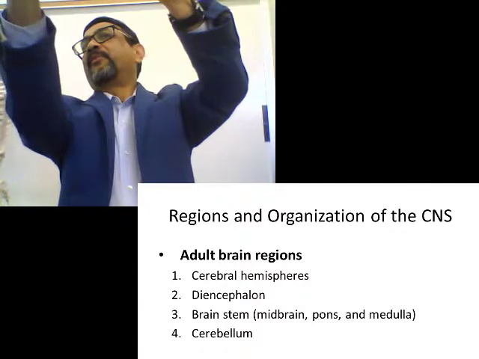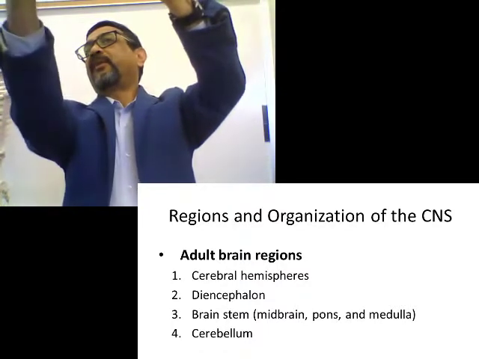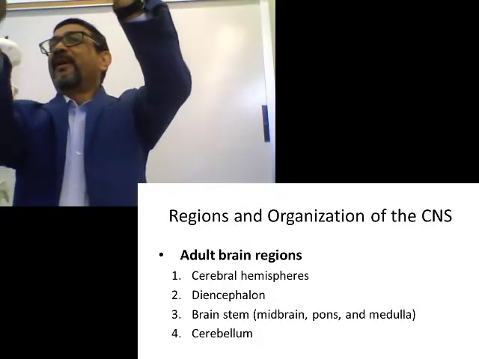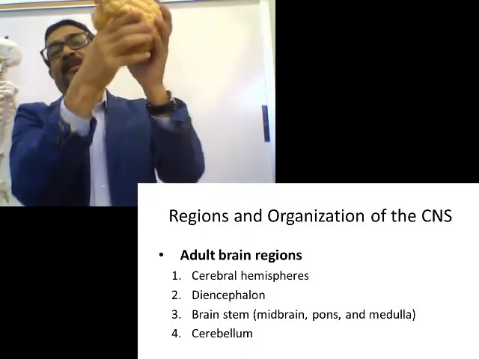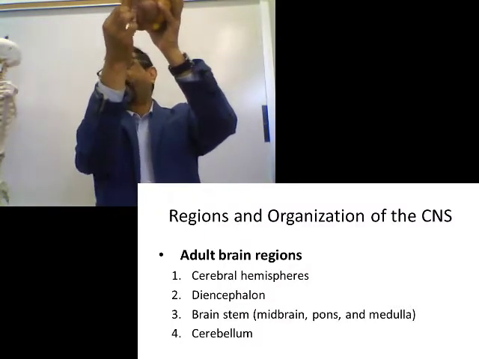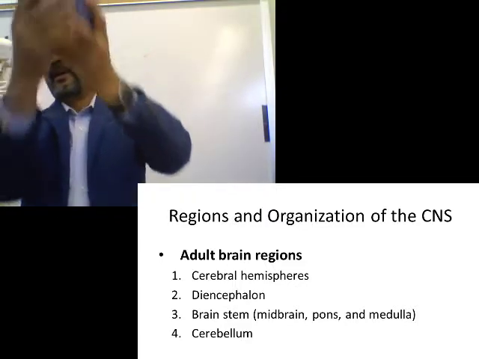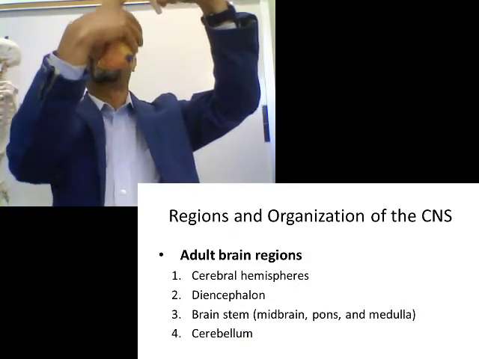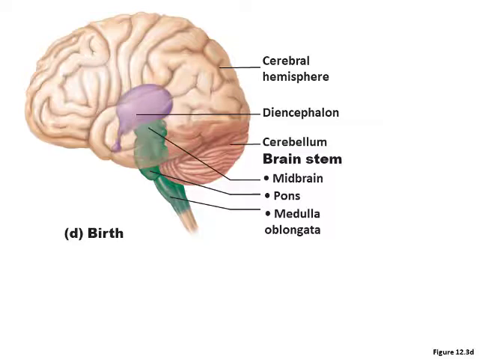And below the posterior part of the cerebrum, under the posterior part of the cerebrum, you have this part that is called the cerebellum. And this structure is called the brain stem. And inside the brain, you have another part, this part, that is called the diencephalon. So let me show you again. This is the cerebrum, the whole thing. This is the cerebellum. This is the brain stem, and inside this part is called the diencephalon. Is it clear? Okay.